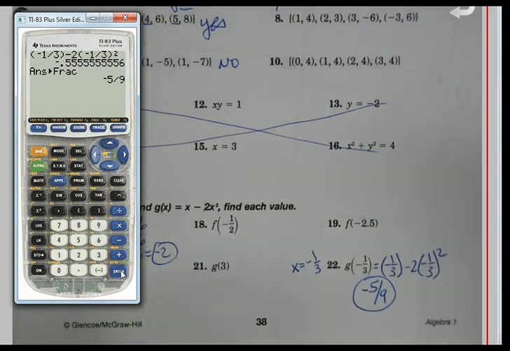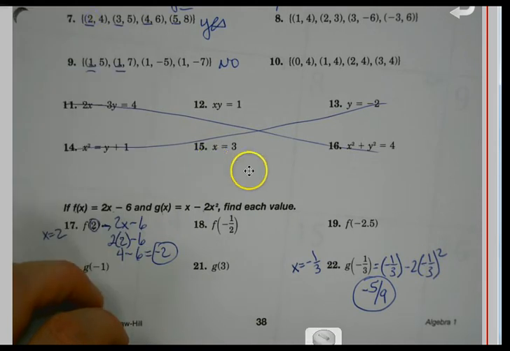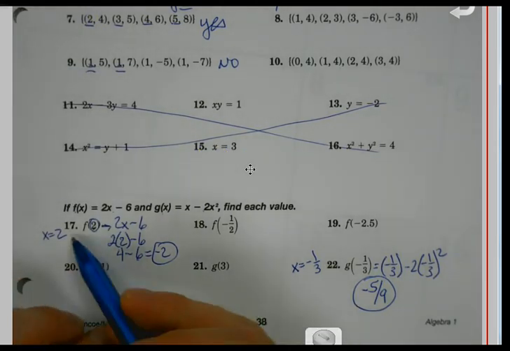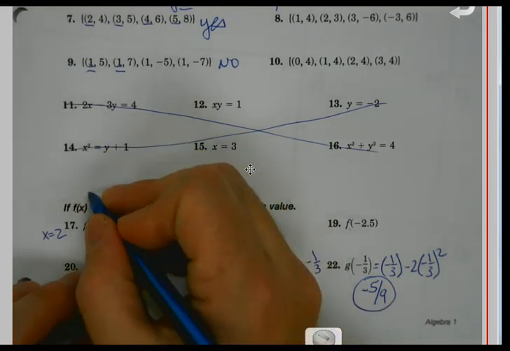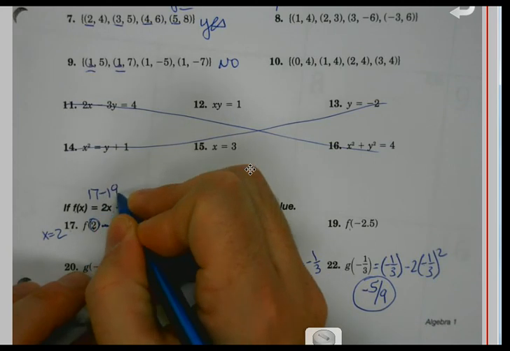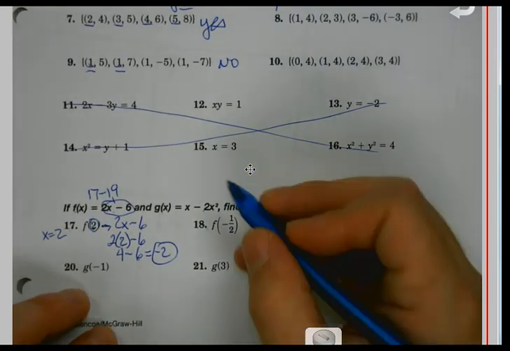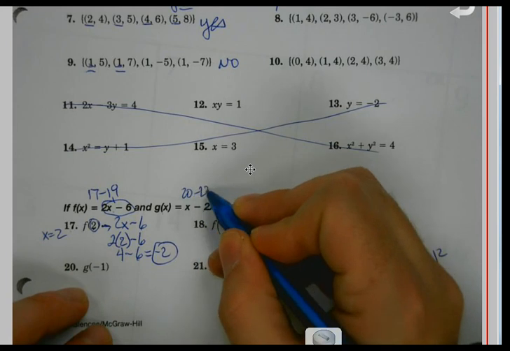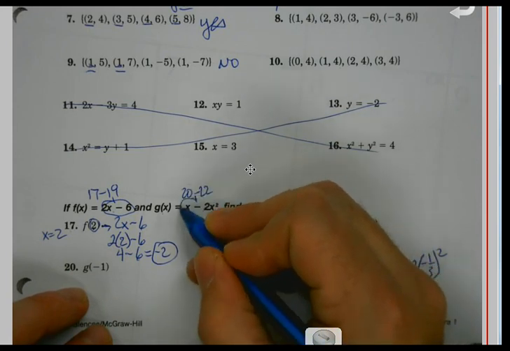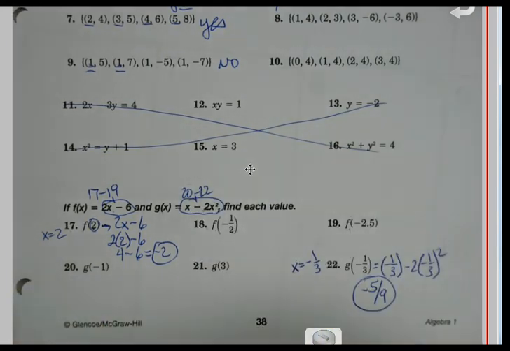But I have to pay attention to the letter in front. So 17, 18, and 19 all are getting done with, this is my function. 20 through 22 are all being done with, that is my function, and I'm plugging my x in, okay? So hopefully with all the examples we've done here, you can get these knocked out and set.